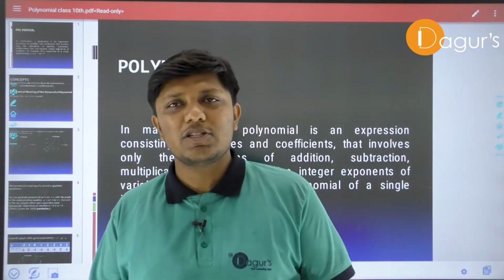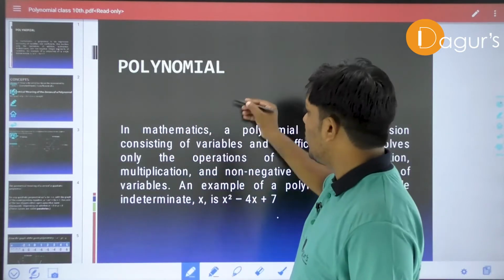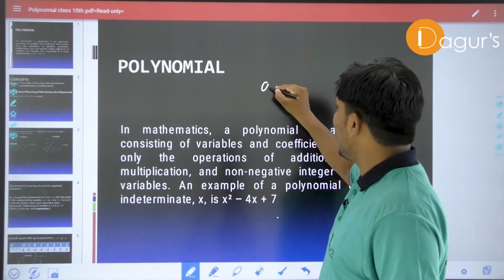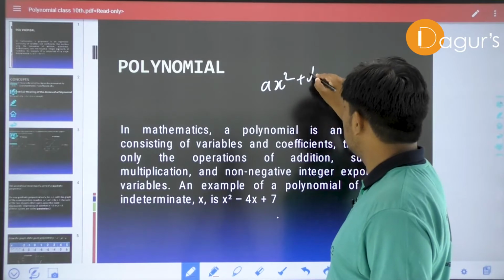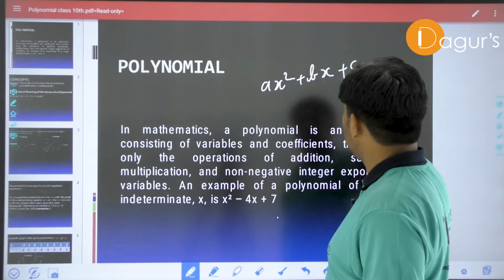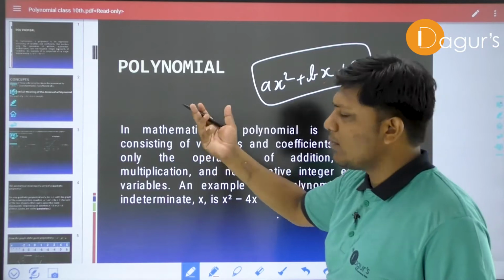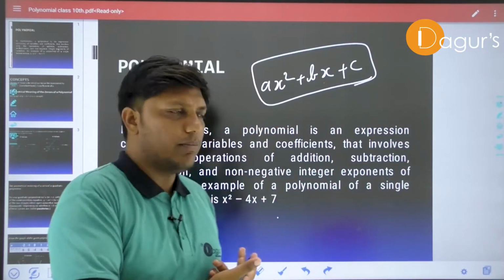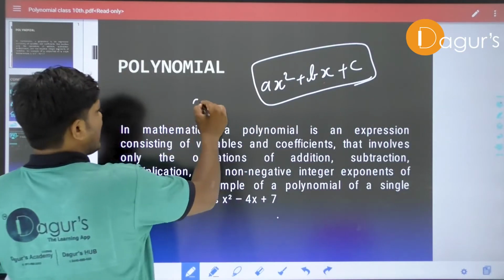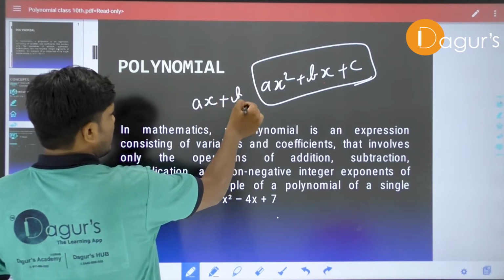Okay, the polynomial means what? The equation. As you know, what is the formula of the polynomial? That is ax square plus bx plus c. This is exactly a general form of polynomial. This is a type of polynomial. Okay, ax plus b, this one is also a polynomial.